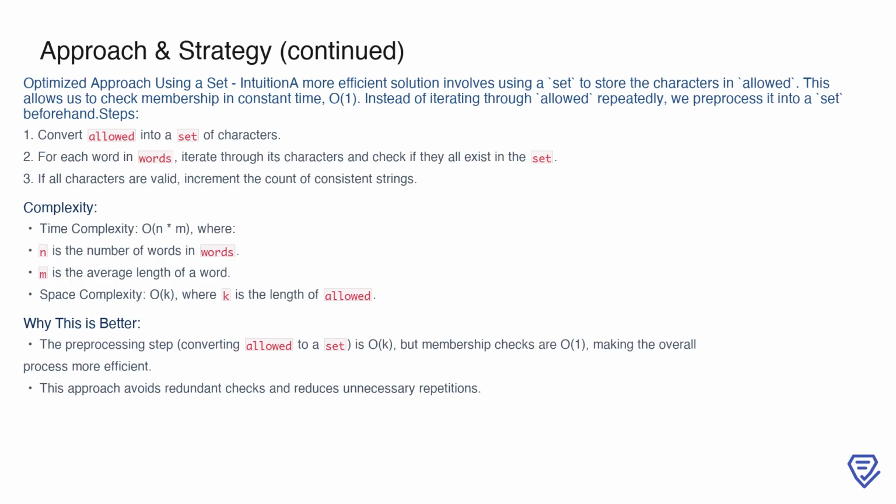Then, for each word in words, we iterate through its characters and verify that they all exist in the set. If they do, we increment the count of consistent strings. The time complexity of this approach is O(n*m), where n is the number of words and m is the average word length. This is because the membership checks are now constant time operations, and we avoid unnecessary repetitions.